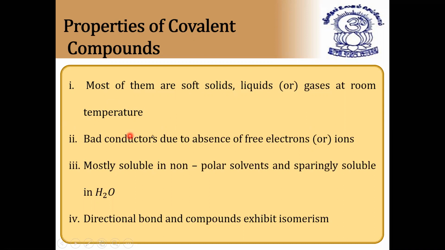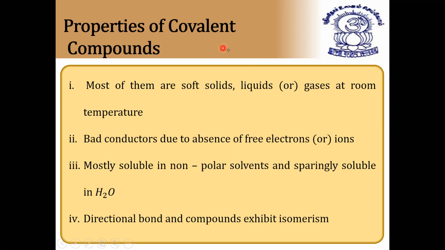So bad conductors due to absence of free electrons. All covalent compounds are bad conductors of electricity because they do not have free electrons like in the case of metals or ions. And all covalent compounds are mostly soluble in non-polar solvents and sparingly soluble in water. Sparingly means very lightly. So ionic compounds are soluble in polar solvents, but covalent compounds are soluble in non-polar solvents.